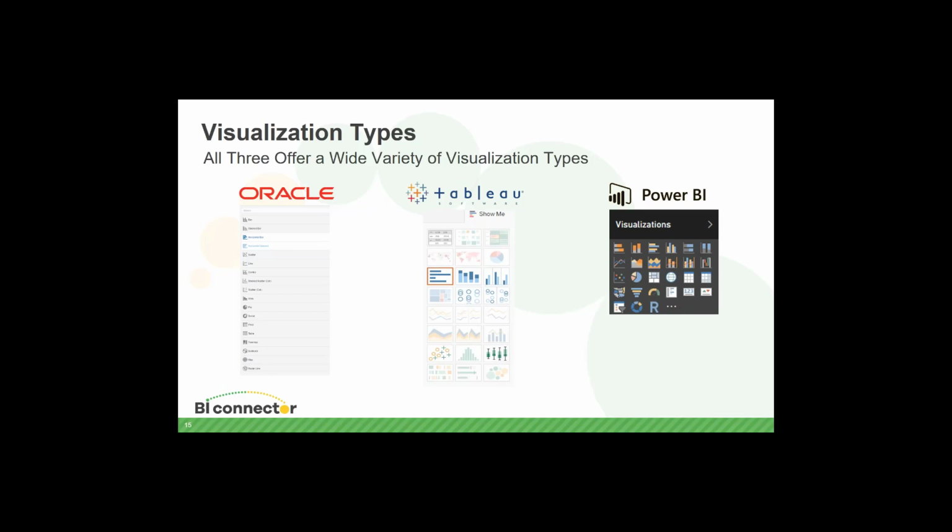analytical tools. So Oracle, Tableau, and Power BI all provide excellent visualization options and a variety of options. And Oracle also provides some unique options like Sunburst, Sankey, and things. But in the case of Power BI and Tableau, you can bring in your own visualization options. You can build your own visualization type into the tool.